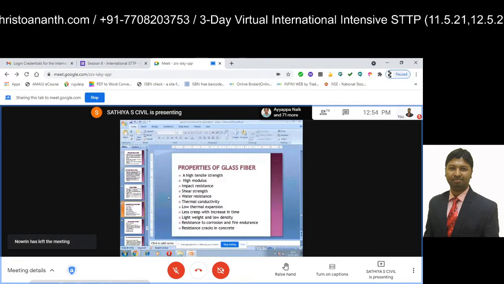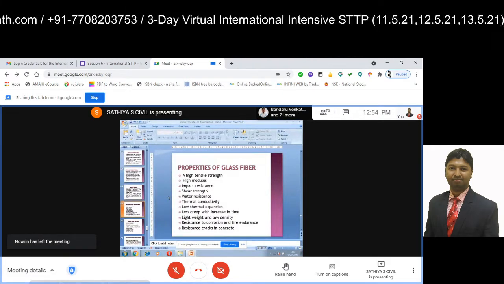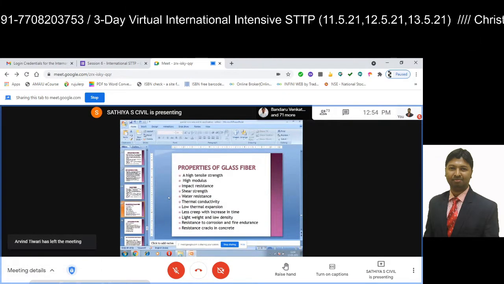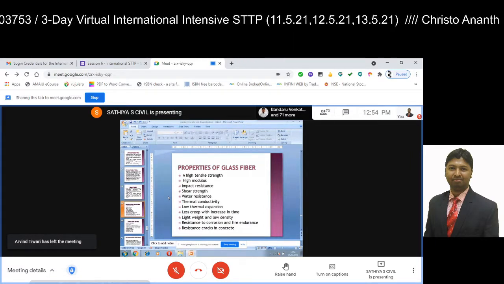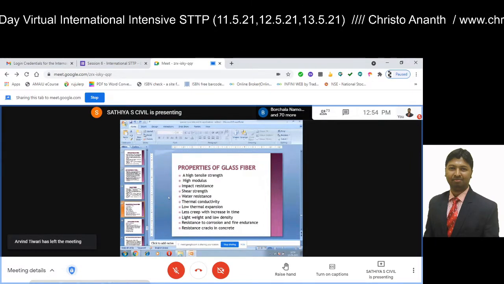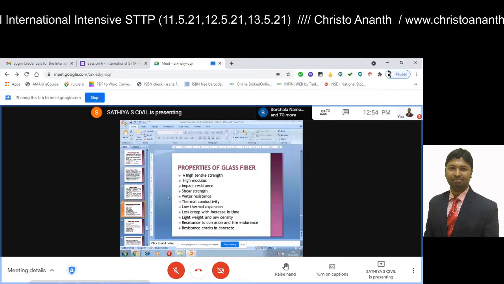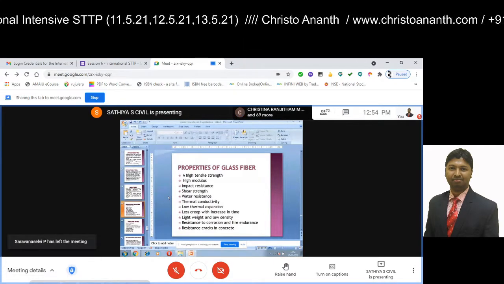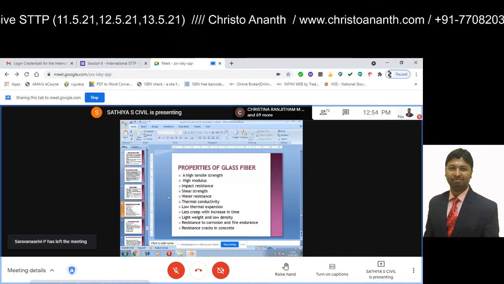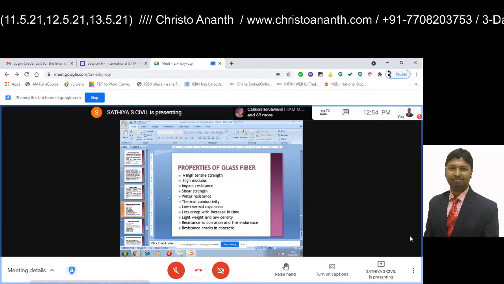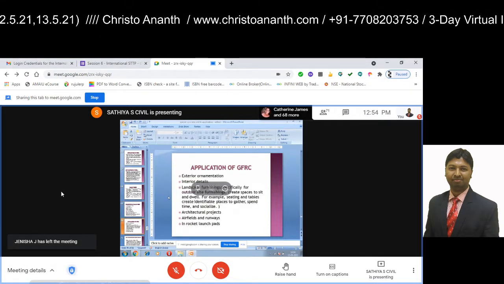Then the properties of glass fiber: a high tensile strength, high modulus, then impact resistant, shear strength, water resistant, thermal conductivity, low thermal expansion, less creep with increasing time, then lightweight and low density, resistance to corrosion and fire endurance, and resistant to cracks in concrete.